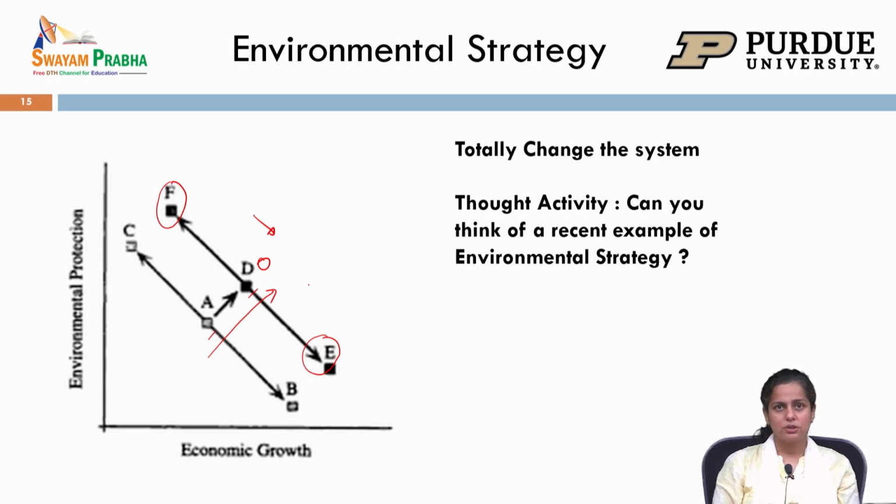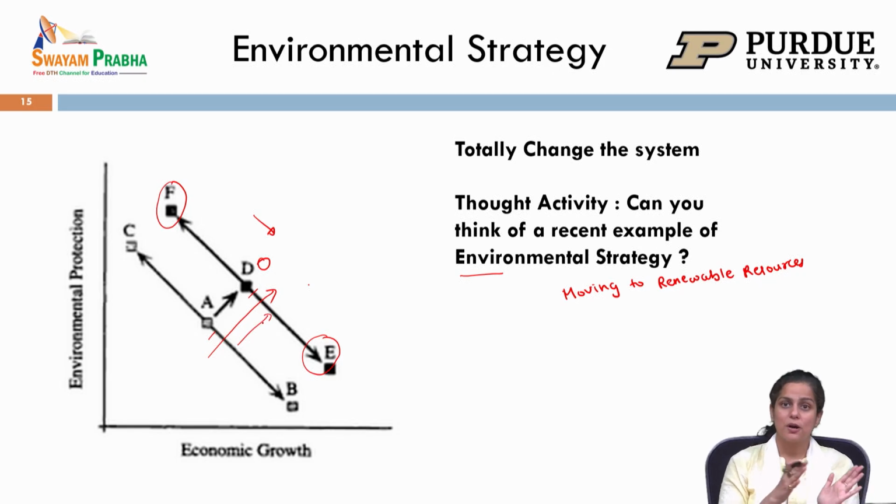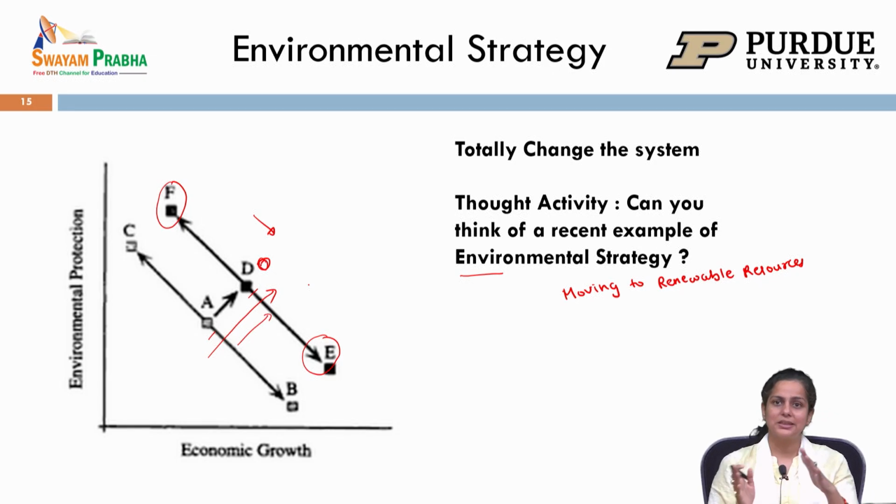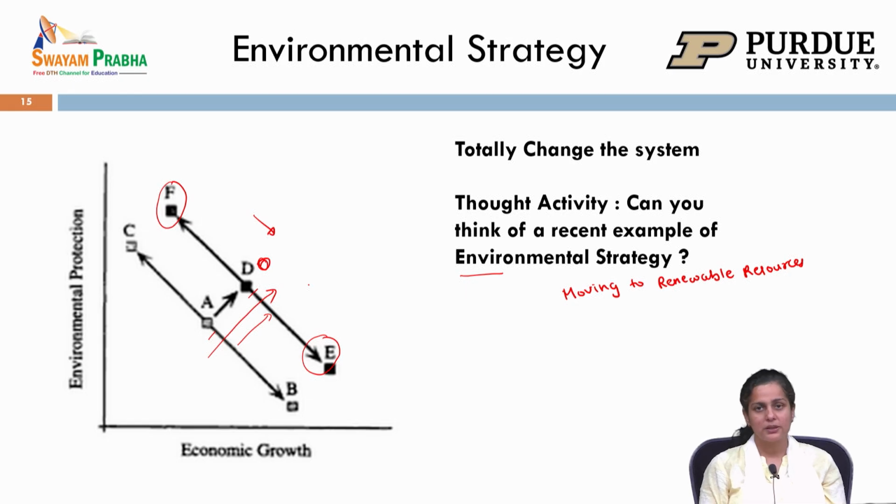So yeah, quickly think about a recent example of environmental strategy. One example of environmental strategy is moving to renewable resources. When we think about moving to renewable resources, what we are doing is we are improving on environmental protection by moving towards biomass or something. And also, we have completely changed the system because we are moving away from the fossil. But within that system, we are still struggling to optimize so that we can provide more economic growth by improving on the profitability of that system.